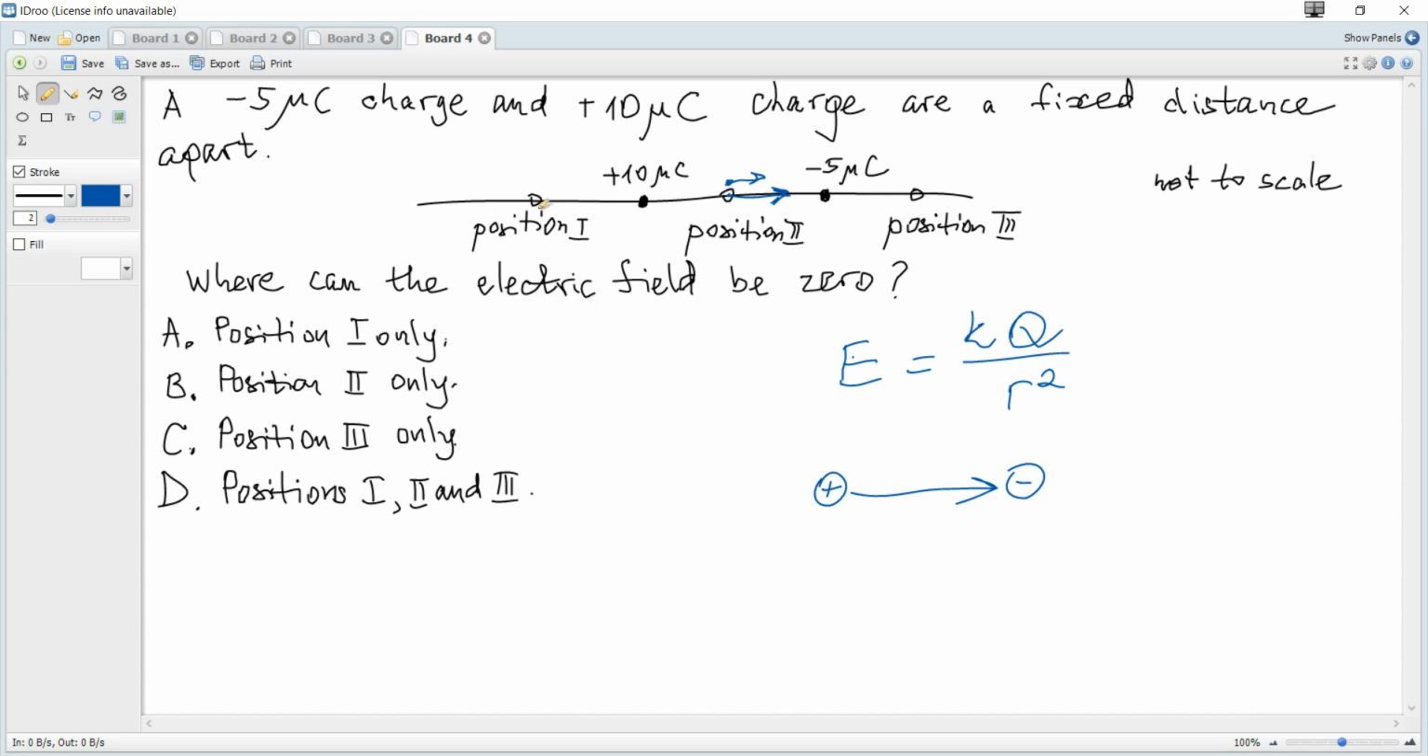Let's consider position 1. Field produced by plus 10, direction is from plus, so it's to the left. And field produced by -5 is to the right. Since they are in different directions, let's consider magnitudes. Magnitude produced by plus 10, it means charge plus 10.